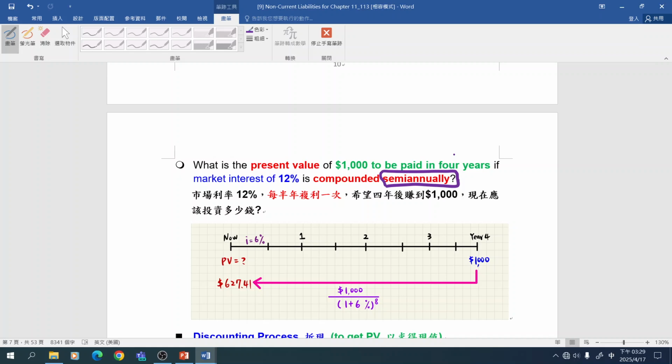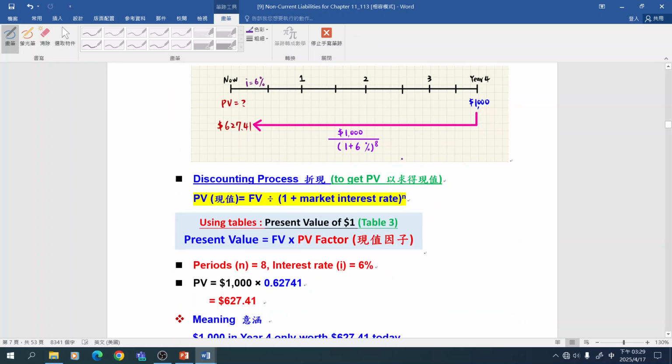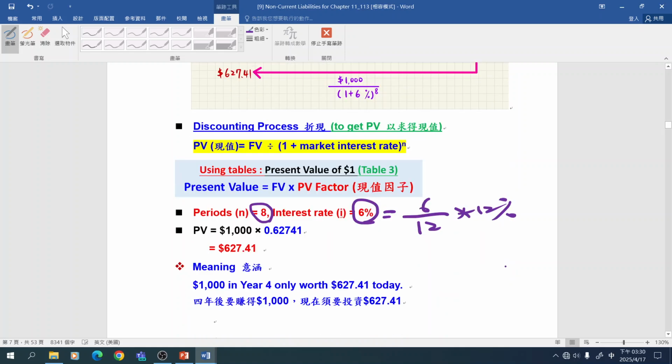So how many times for 1 year? 2 times for 1 year, right? Then totally how many years? 4 years, right? So what's N? 8, right? What's I? 6% for each time, so it should be 6 months, right? So based on N is 8, I is 6%.